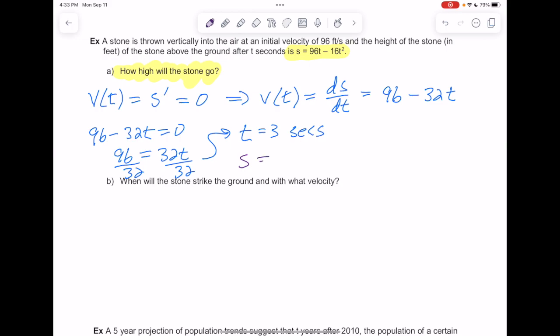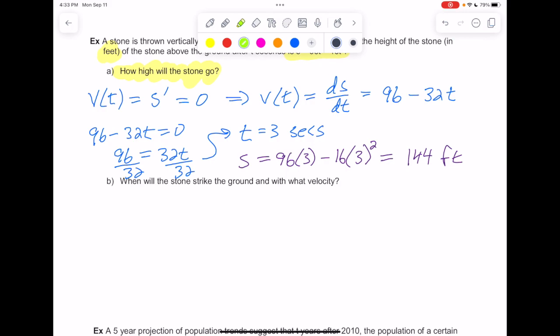So s would be equal to 96 with that 3 plugged in, minus 16 with 3 plugged in again for the square spot, and whatever that is, that would be our height. If you work out the math there, you get 144. And if you look back at the problem, it says we're doing the height in feet. So this would be 144 feet, and that is our answer.